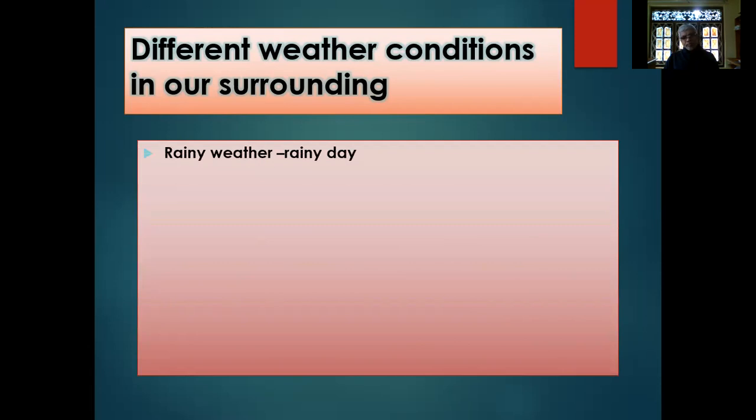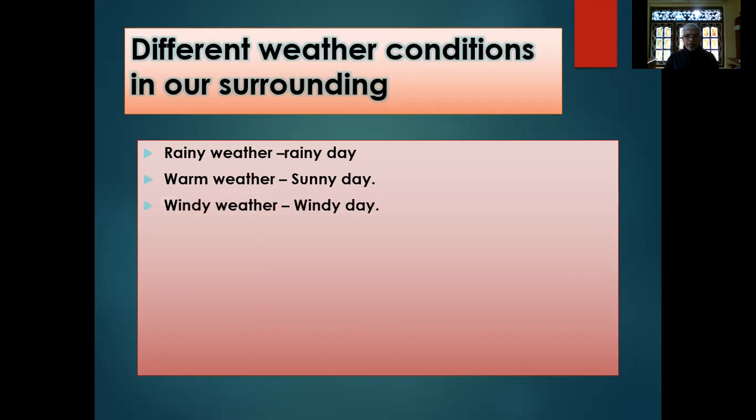Rainy weather. When the day has rains, that is called rainy weather. It is called a rainy day. Warm weather. Sun is bright. Temperature is high. No clouds in the sky. You can go out in the warm weather. Children like it very much because they can go outside to play. Then windy weather. When the wind is blowing hard, simply we call it a windy day. That is also a change that occurs in the atmosphere or in our surrounding.